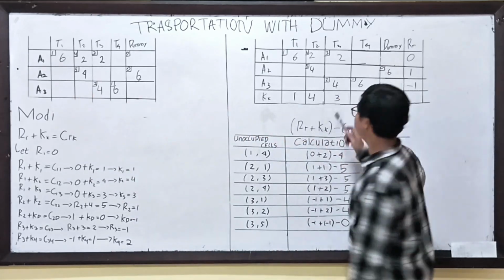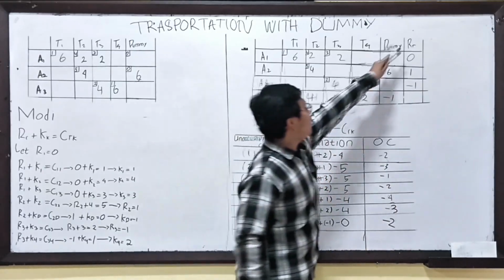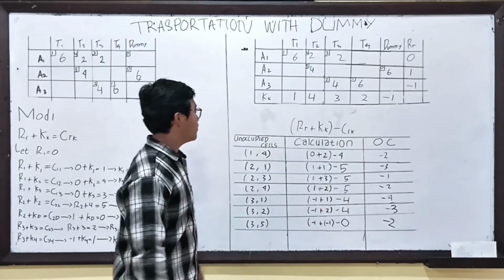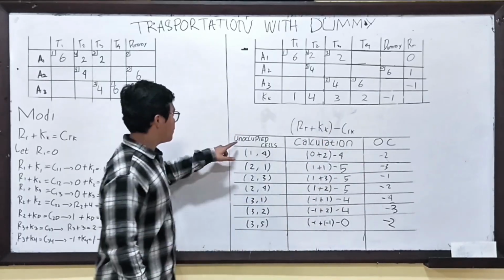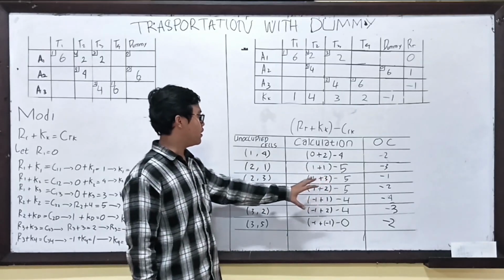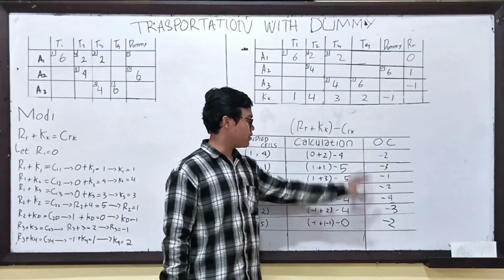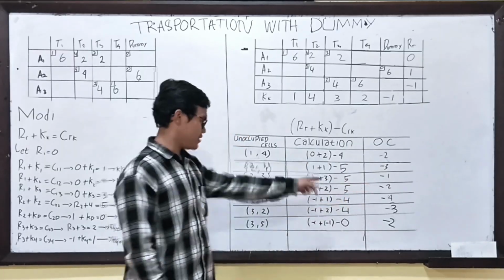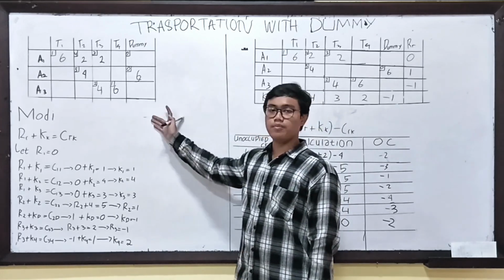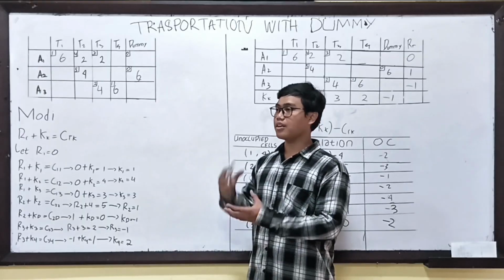Then we add them in the table of the program, okay, and then we find the opportunity cost, OC, with this formula. For all of the unoccupied cells, we find the OC, and then we found that all of the OC values are negative. Because of this, this program is the optimal program. This program is the same as what we calculated without MODI first.